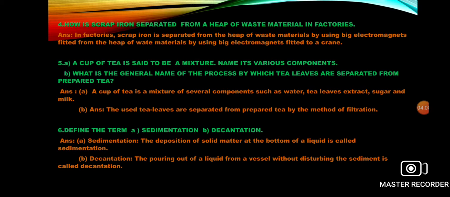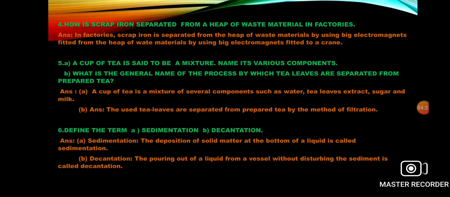That iron bar will act as a magnet. Like in factories, in order to separate the iron particles from a heap of waste, electromagnets are used. A big electromagnet is fitted over the heap of waste material, and through this electromagnet, the iron scrap is separated from the heap of waste materials.